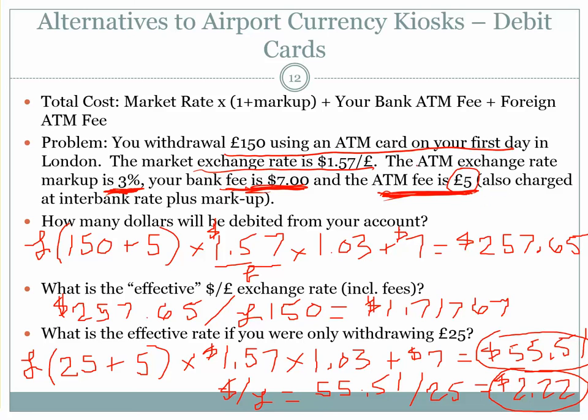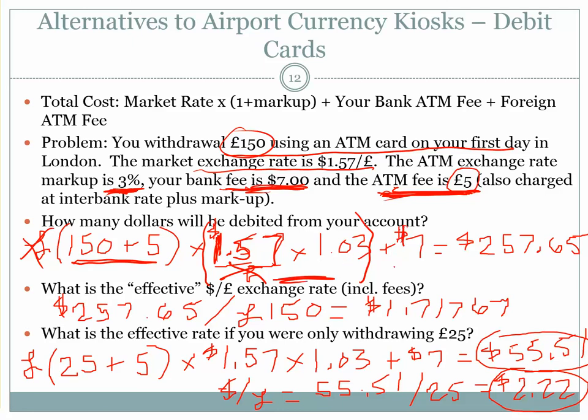So let's figure out how much it costs you in dollars to draw this 150 pounds. If there's a £5 fee at the ATM, you're not withdrawing 150 pounds, you're actually withdrawing 155 pounds. So 155 pounds, I now need a dollar per pound exchange rate, so the pounds cancel out. The market rate that you just Googled is $1.57 a pound. You're not going to get that exchange rate, you're going to get a higher exchange rate. You're going to get 1.57 marked up by 3%. So that's about 1.60. This is the actual exchange rate your bank uses, 1.57. They mark it up.